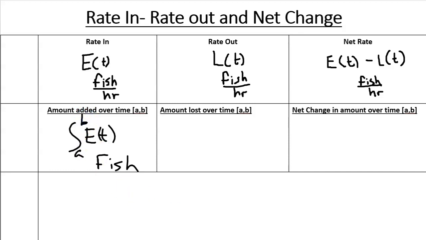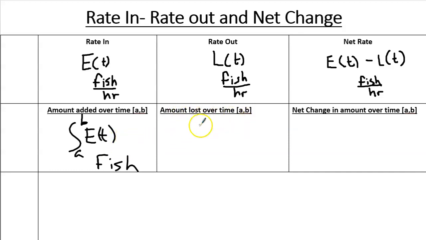So for instance, if you want to find out how many fish entered the lake from time 1 to time 5, you would put 1 here and 5 here and integrate that E function from 1 to 5, and that would tell you the total number of fish that actually entered the lake. And I want you to keep in mind, that has nothing to do with how many left. It's just telling you overall how many went in. Okay?